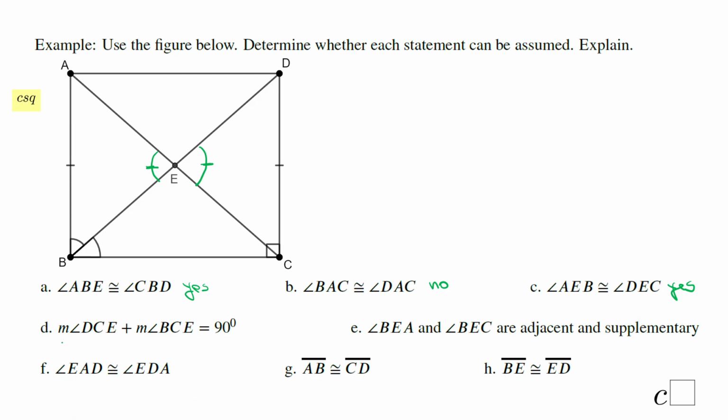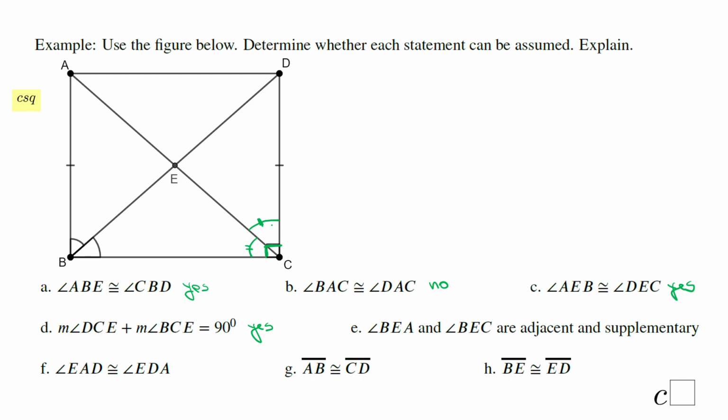Let's go to part D. We want to know if the measure of angle DCE, which is this angle here, again I'm going to mark it like this, and angle BCE is 90 degrees. Okay, which is this one, BCE. And if you notice, yes, we can assume that. Why? These two angles are adjacent, we can see in the picture, and they form this right angle, this box here. So yes, this one can be assumed.